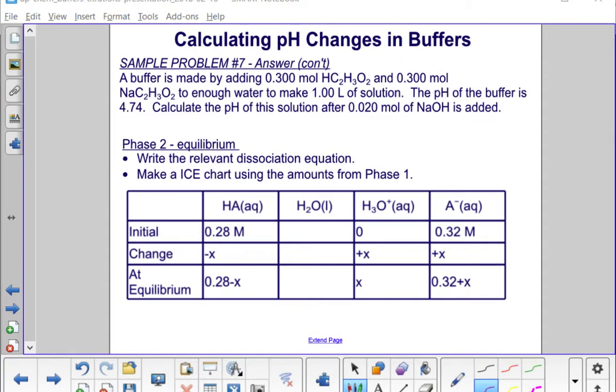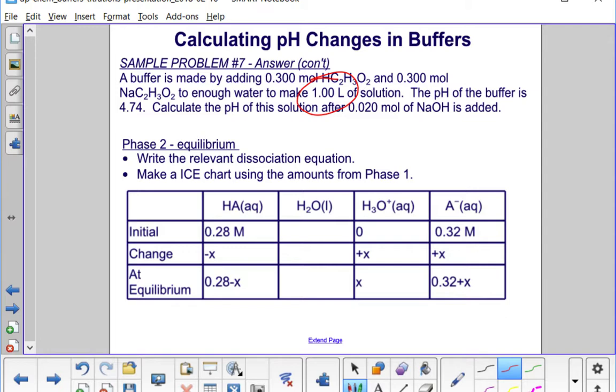Phase 2 of this problem is to use our new amounts of our buffered system, our weak acid and conjugate base, to find the pH at equilibrium. One of the really convenient things here is that we're dealing with a 1 liter solution. So I took the molar amounts from part 1, 0.28 moles of HA and 0.32 moles of A minus, and divided by 1 liter to get the molarity, which is the same.